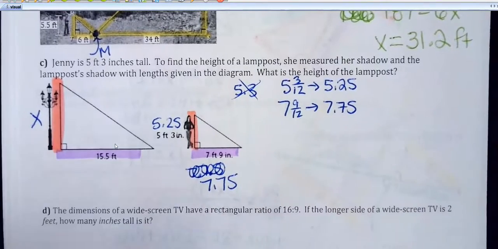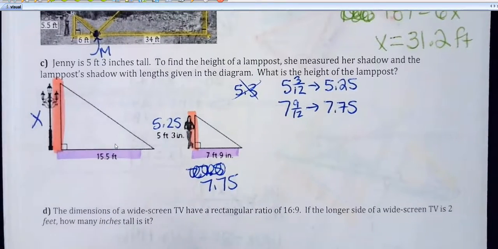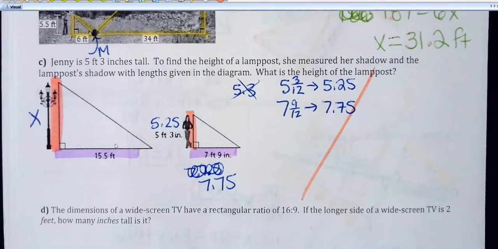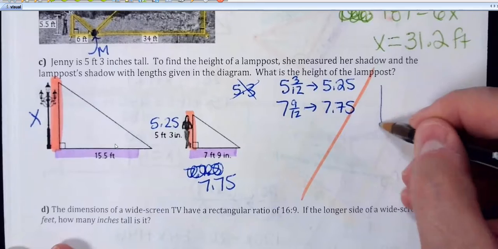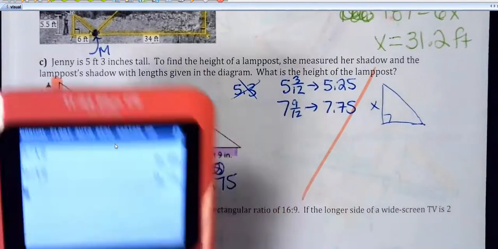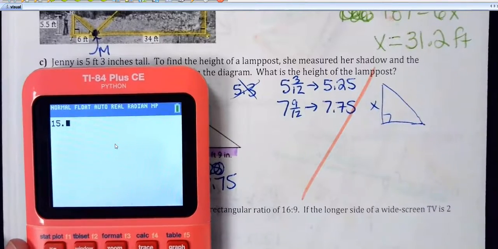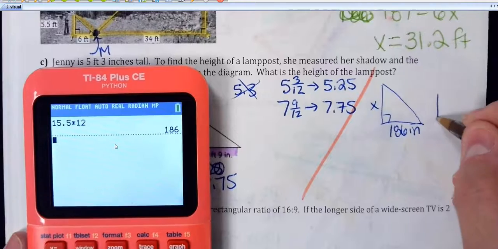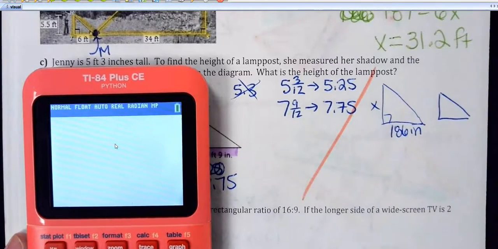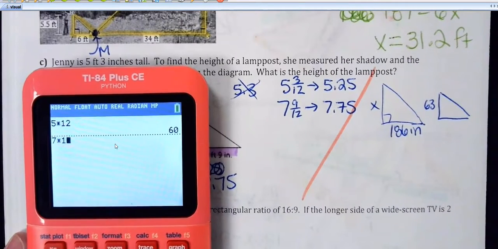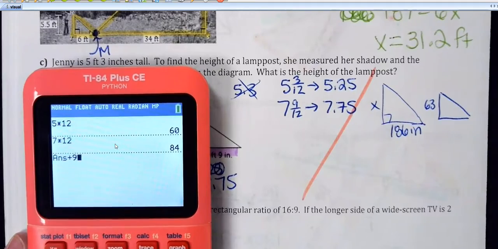Now, from right there, you could go ahead and set up your proportion. The other thing you can do is convert everything to inches. If you wanted to do it like that, again, you don't know the lamp post. To convert feet to inches, just multiply by 12. So 15.5 times 12 would be 186 inches. For the girl, 5 feet times 12 is 60, plus 3 inches, so it'd be 63 inches. And she has 7 feet times 12 for her shadow, plus 9, so then you'd have 93.